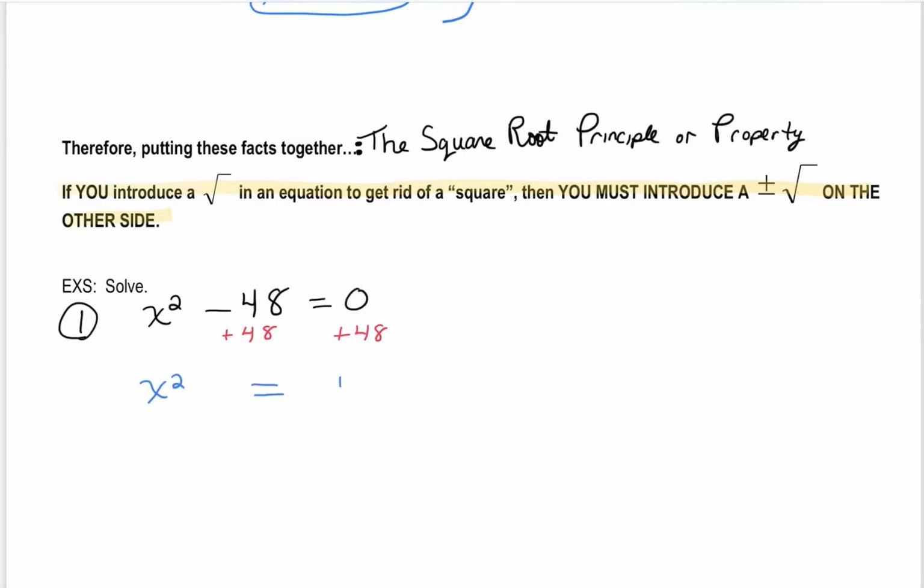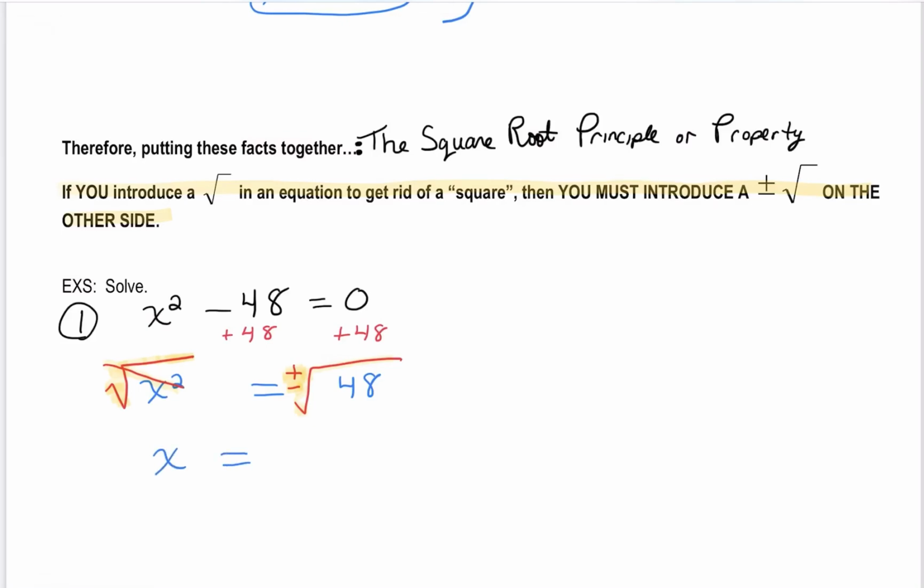So we add the 48 to the other side, and now here's the square root principle. If I'm introducing the square root to get rid of the square, I have to know to introduce the plus or minus square root on the other side. So again, this is our square root principle. When I introduce that square root to get rid of the square, I have to know to introduce that plus or minus square root.